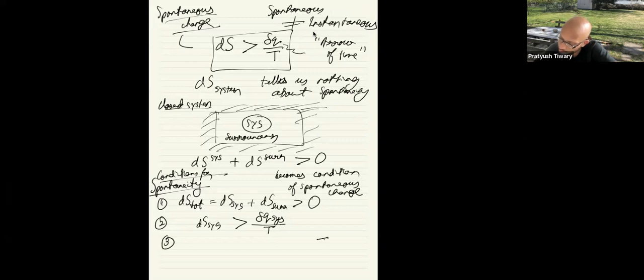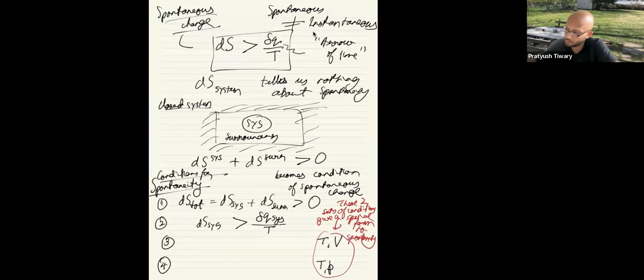At constant temperature and volume, or at constant temperature and pressure, these two sets of conditions give a special form to conditions for spontaneity.